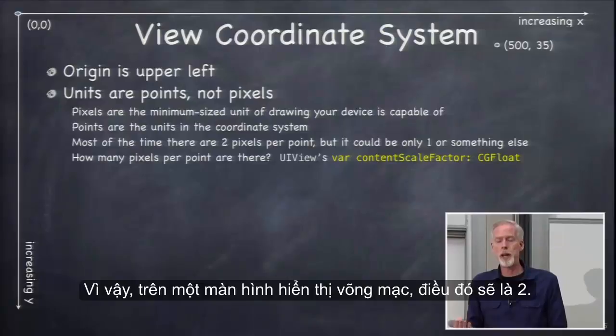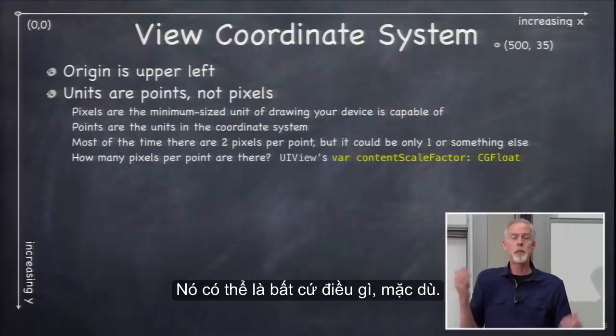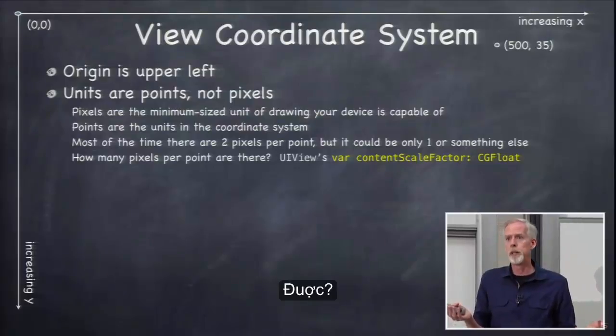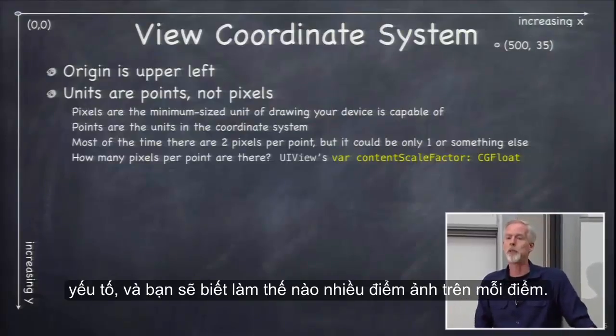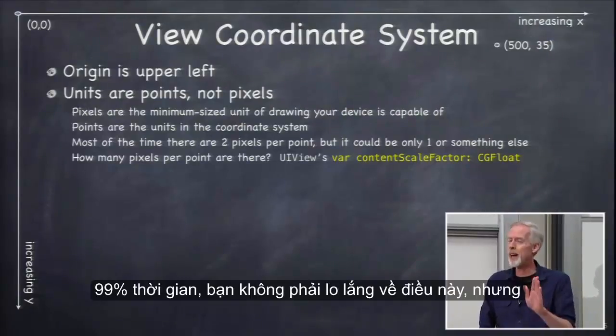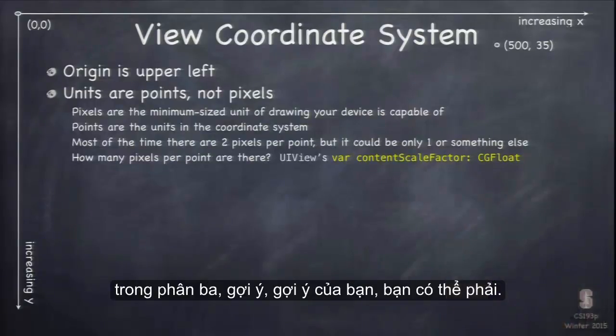So on a retina display, that's going to be 2. On a non-retina display, that will be 1. It could be anything, though. So you shouldn't write your code assuming it's 2 or 1. You should just get the content scale factor, and you'll know how many pixels per point. 99% of the time, you don't have to worry about this, but in your assignment 3, hint, hint, you might have to.